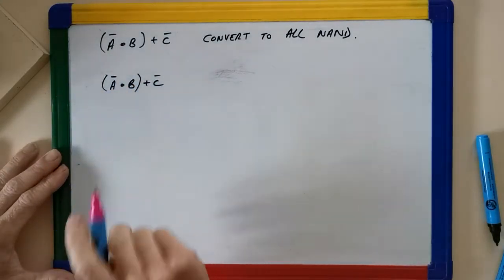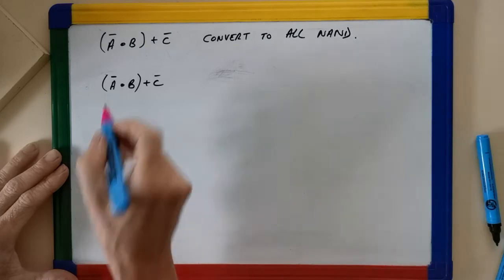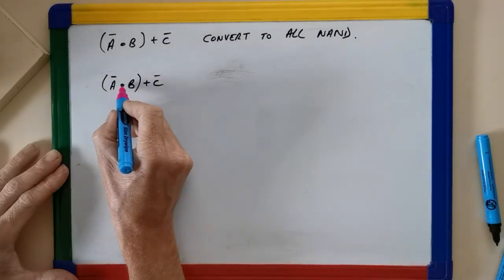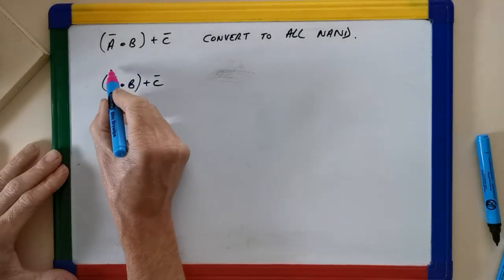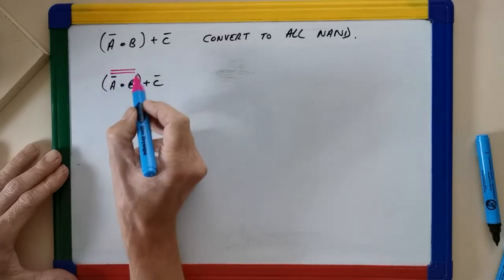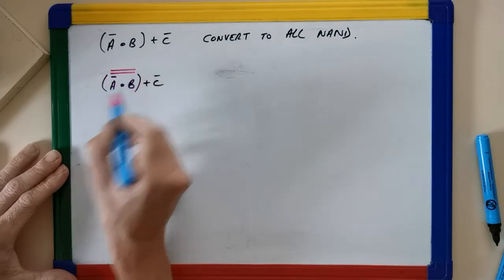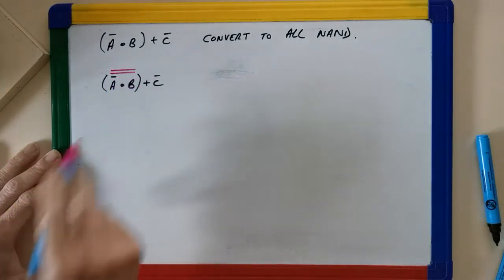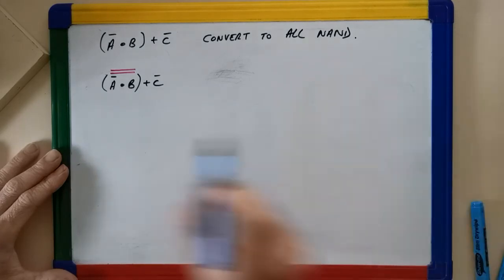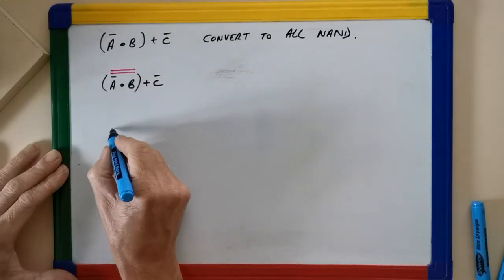So the first move I'm going to do here, if we want all NAND, is I'm going to look at what's inside the bracket first, and I'm going to add two lines inside the bracket. So now I know that this blob and the bottom of the two lines is a NAND gate. So job done for the content of the bracket.